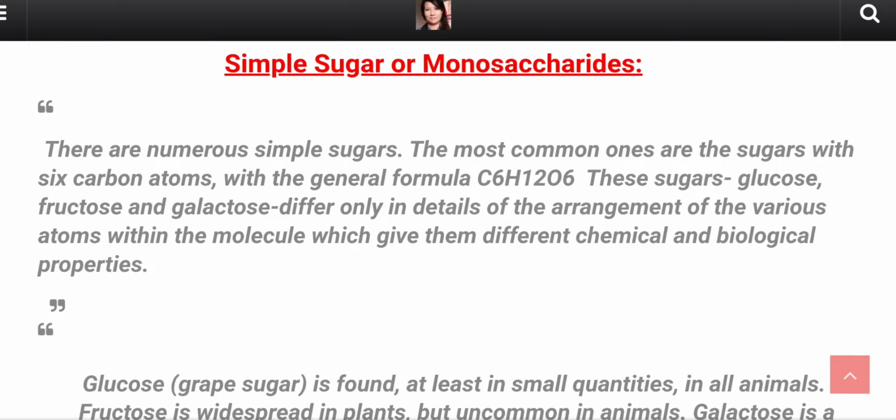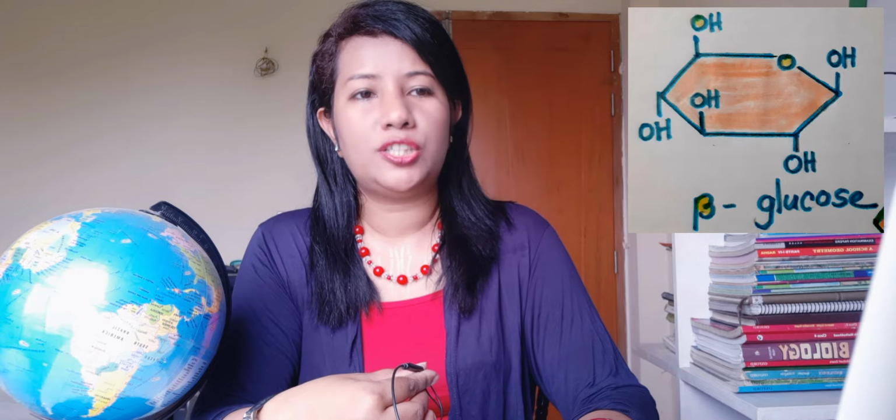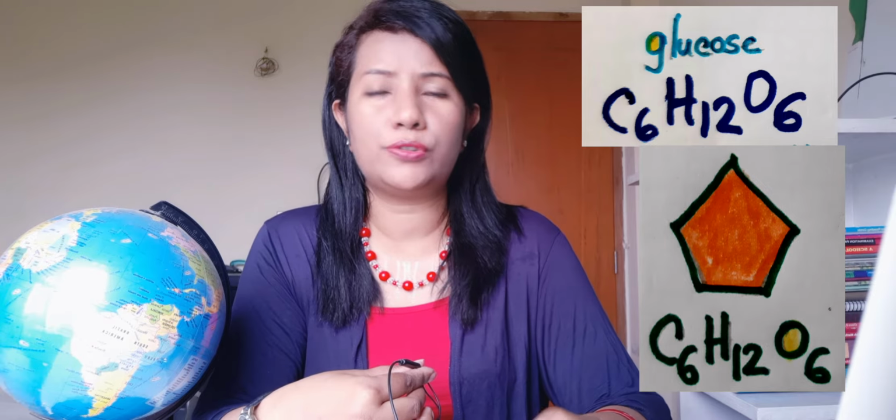Simple sugars, or monosaccharides. There are numerous simple sugars. The most common ones are sugars with 6 carbon atoms, with the general formula C6H12O6. These sugars are glucose, fructose, and galactose. Glucose, fructose, and galactose are our monosaccharides.